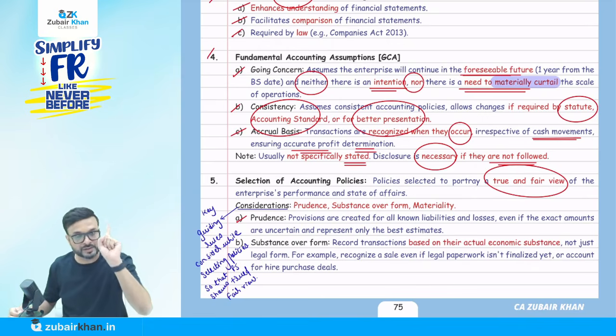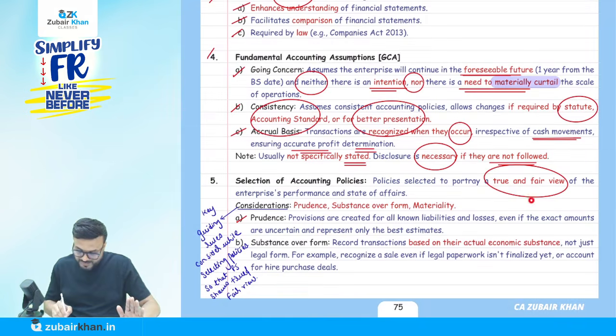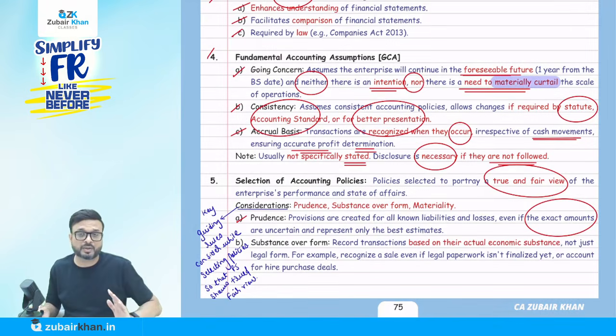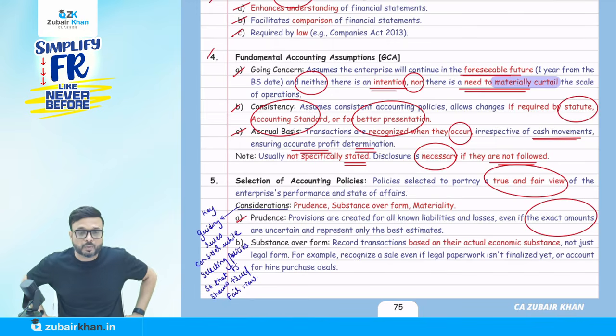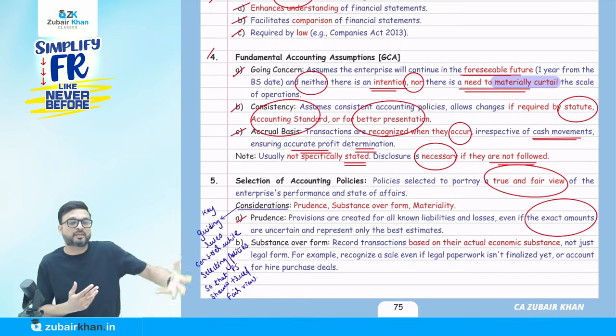Dear student, first is prudence. Under prudence, provisions are created for all known liabilities and losses, even if the exact amount is not known. It might happen that we don't know the exact amount. For example, provision for doubtful debt. We create a provision for doubtful debt of 5%. I may not be sure the actual bad debt will be 5%.